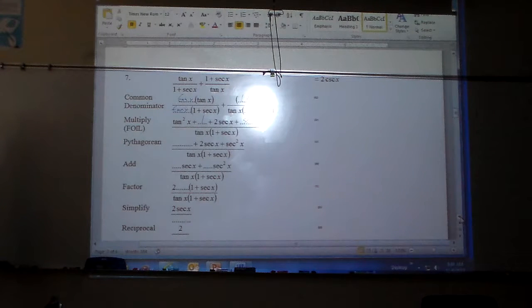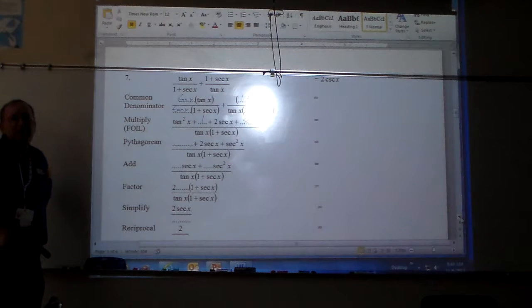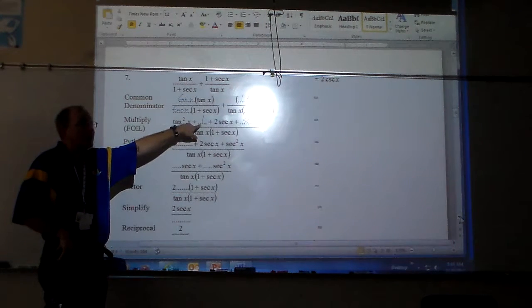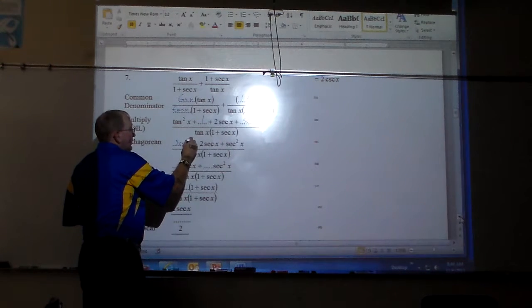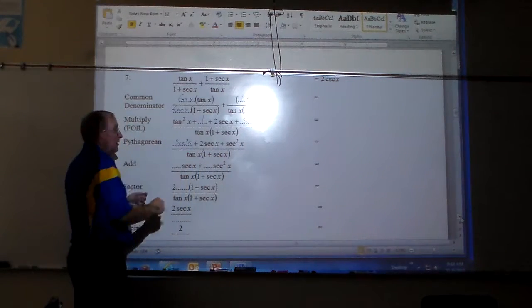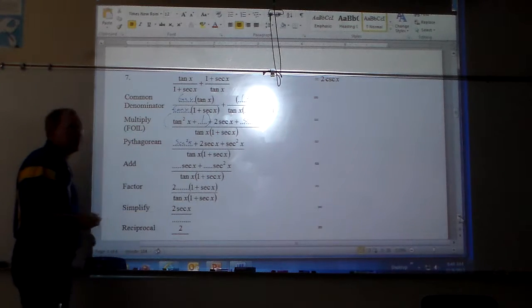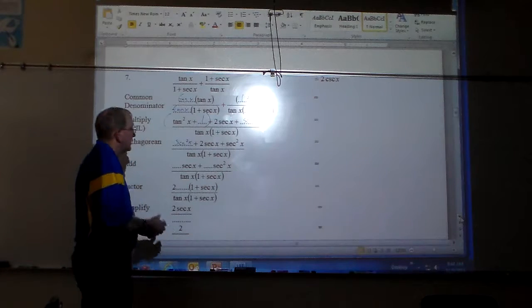Now, it says Pythagorean. Does anybody see any Pythagorean up there? Tangent squared plus 1 is equal to what? Tangent squared plus 1 is equal to secant squared. This right here becomes secant squared.